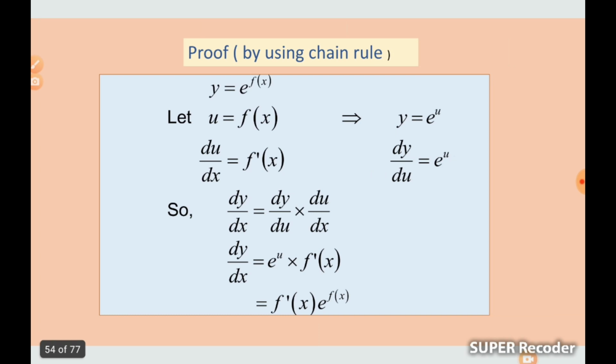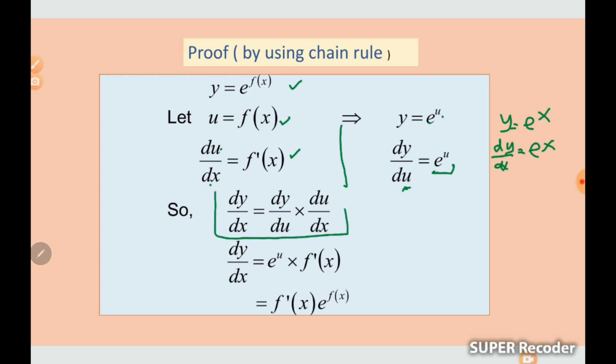Take a look at the proof here. We will use the chain rule. If y equals e to the power of f(x), what is u? u is f(x). Differentiate u with respect to x, du/dx equals f prime(x). Then y equals e to the power of u, so dy/du equals e^u, because if y equals e^x, dy/dx equals e^x. Using the chain rule, dy/dx equals e to the power of f(x) multiplied with f prime(x).